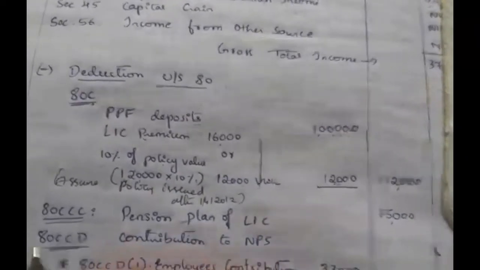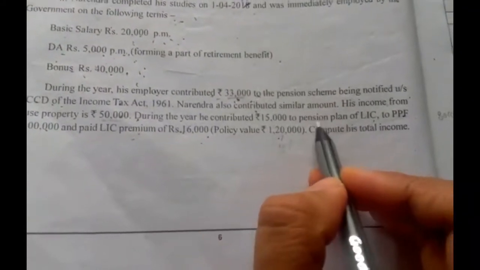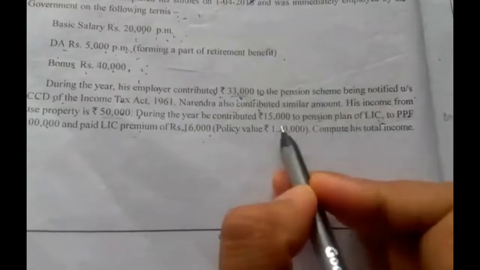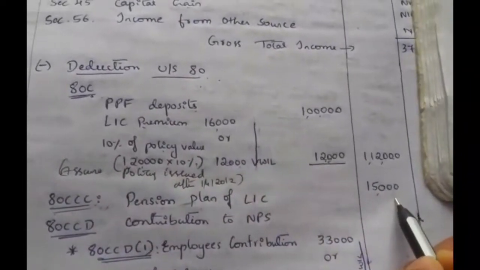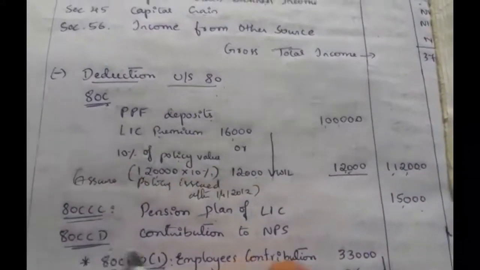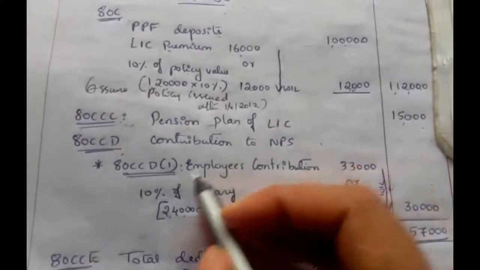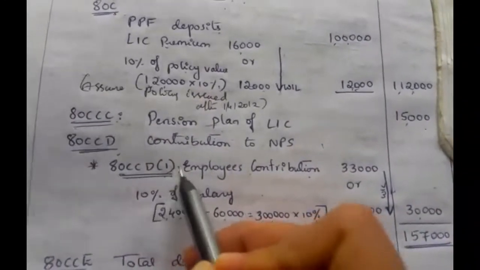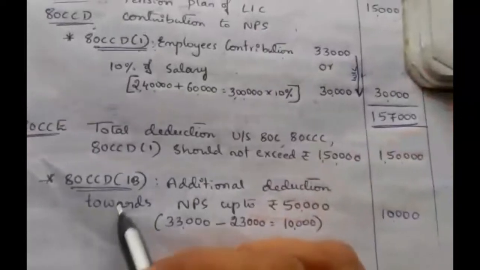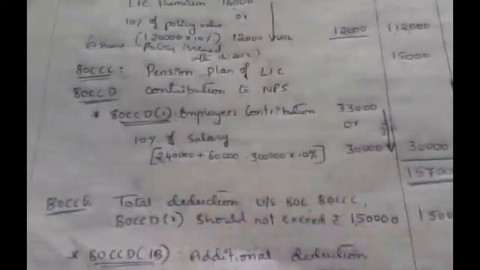The next deduction is 80CCC deduction. That is for the 15,000 he contributed to the pension plan of LIC. So he can claim under 80CCC pension plan of LIC 15,000. The next deduction is 80CCD, that is for the contribution to NPS. Under 80CCD, he can claim deduction for the employee's contribution, that is 80CCD 1. Next, 80CCD 1B for the additional deduction and 80CCD 2 for the employer contribution.